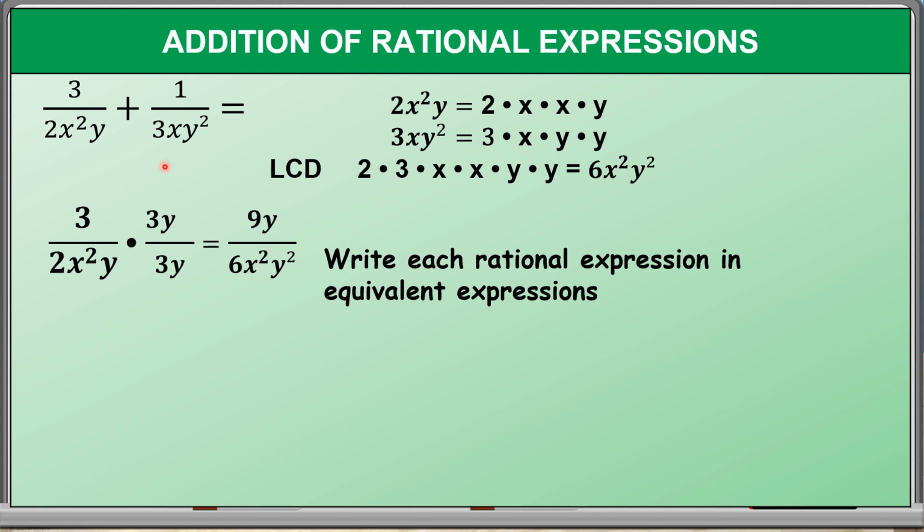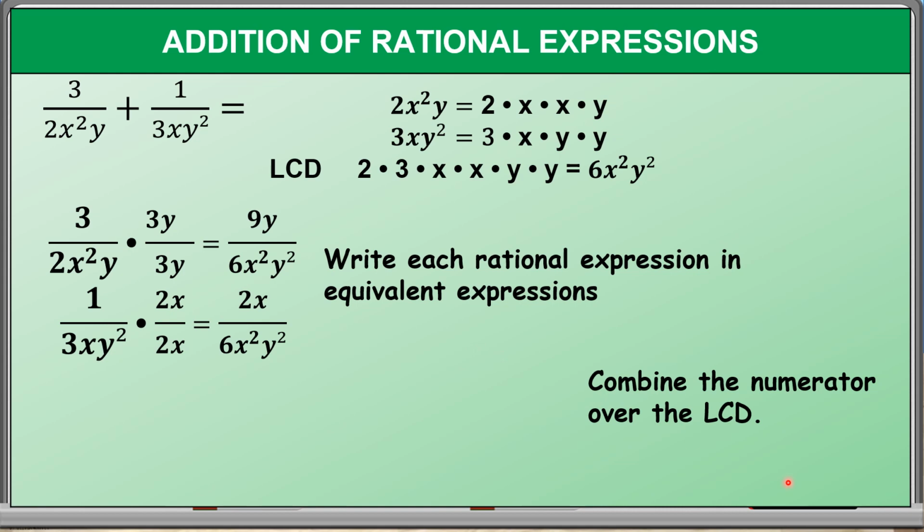Ganon din yung gagawin mo dito sa pangalawang rae natin na ina-add. So, we have 1 over 3xy squared. I-multiply mo both numerator and denominator by 2x para magkaroon ka ng denominator na 6x squared y squared or what we call the equivalent expression. So, by having 1 times 2x, we'll have 2x. And 3xy squared times 2x will give you 6x squared y squared. So, as you observe po, meron na tayong common denominator. Pwede na tayong mag-add, di ba?